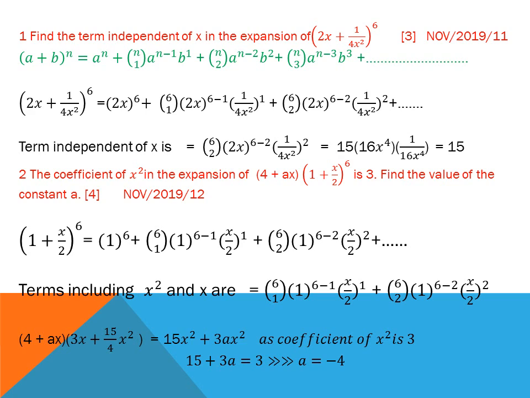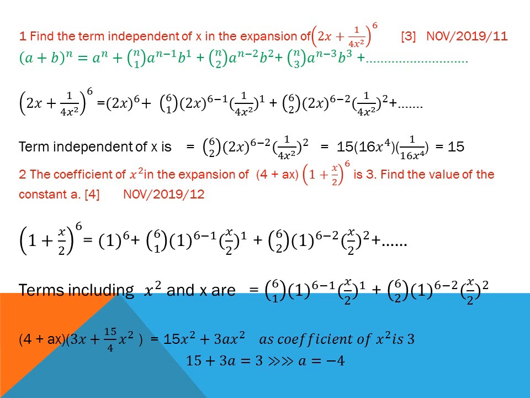It means we should find the term including x^2 only. I apply the formula a^n + nC1 a^(n-1) b^1 + nC2 a^(n-2) b^2, so 1^6 + 6C1 1^(6-1) (x/2) + 6C2 1^(6-2) (x/2)^2. Here a is 1, b is x/2 and n is 6. In the first term there is no x, it is independent of x. In the second term the power of x is 1. In the third term the power of x is 2. So we need terms up to x^2 here.